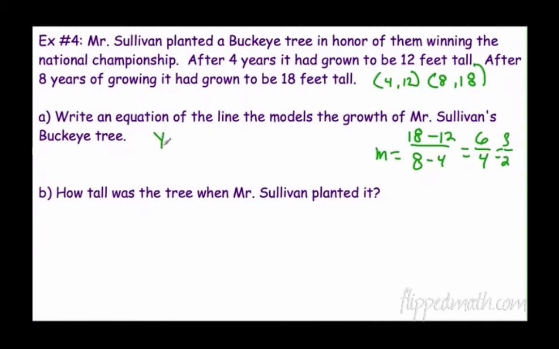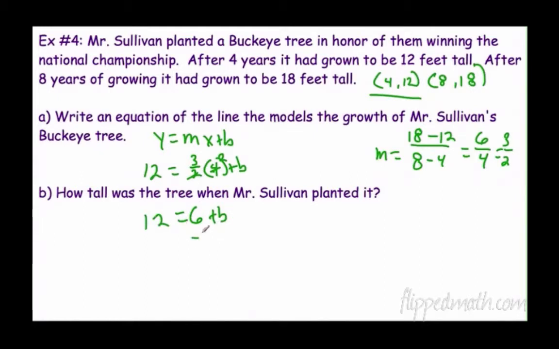Plug it into our equation. What's that equation again, Mr. Kelly? Y equals mx plus b. Either point we can use. I'm going to use the first one because it looks like it'd be smaller numbers. So y is 12, our m is 3/2, our x is 4, plus b. 3/2 times 4: well, 2 goes into 4 twice, 3 times 2 is 6. So I have 6 plus b. Subtract 6 from both sides, and 6 equals b. So my equation is y equals 3/2 x plus 6.